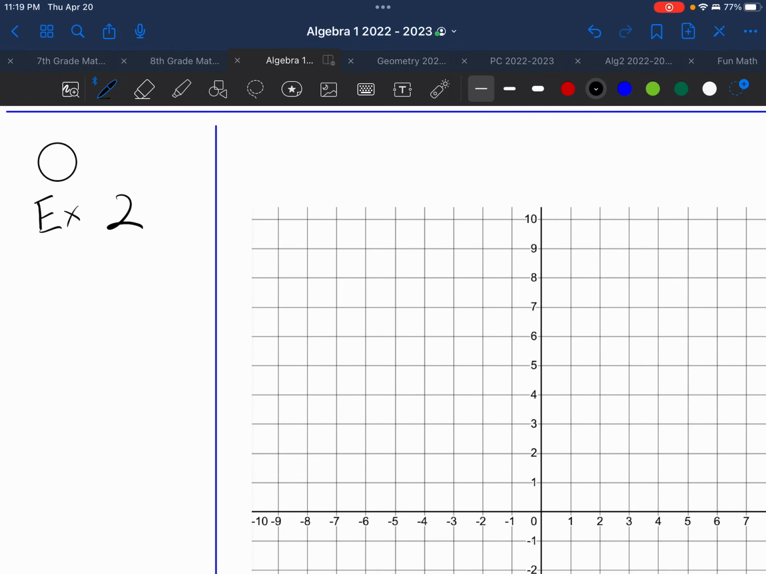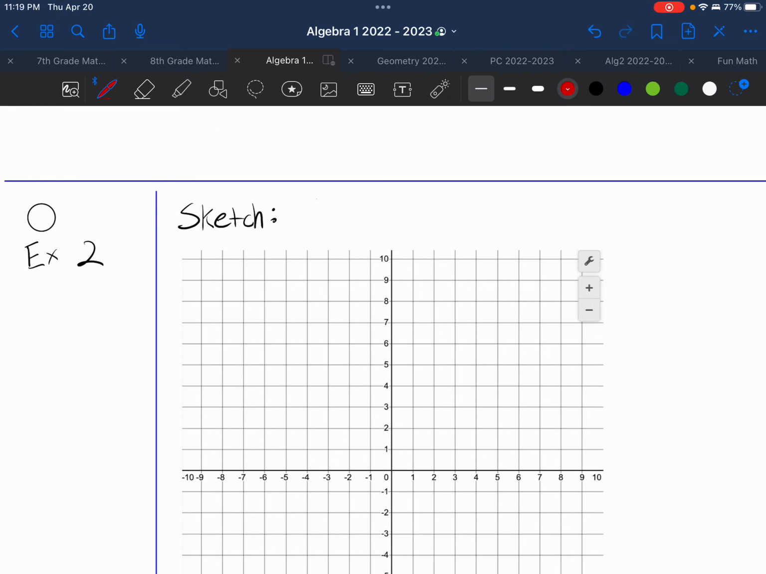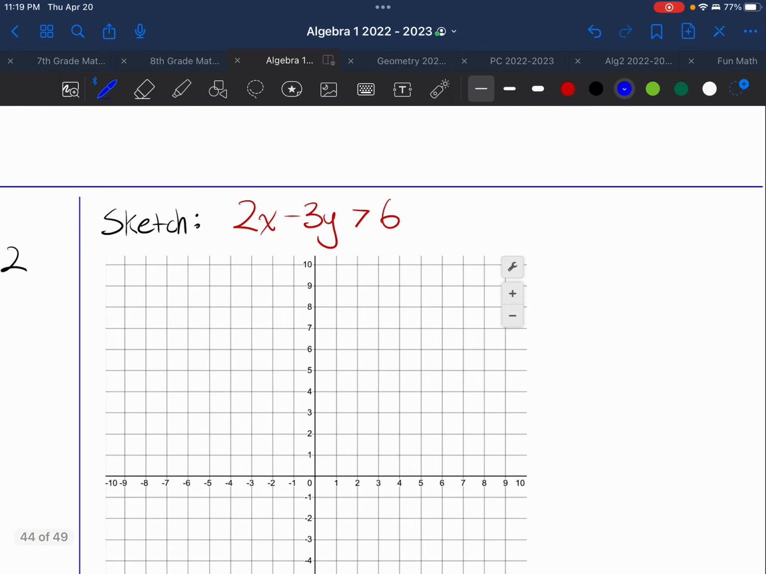Example number 2, and I want you to sketch the following. Let's do a red equation, which is going to be 2x minus 3y is greater than 6. And at the same time, let's also sketch 4x plus 3y, and I want to make that one less than 12.